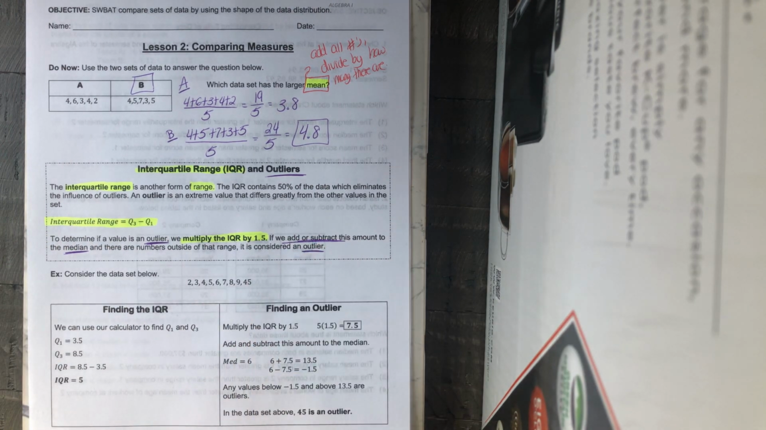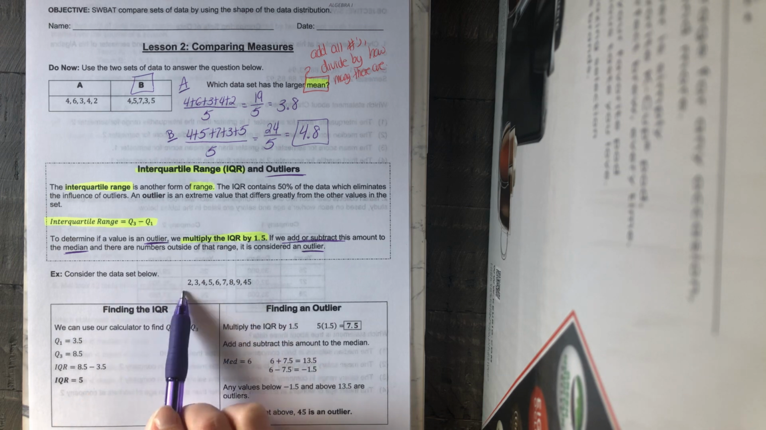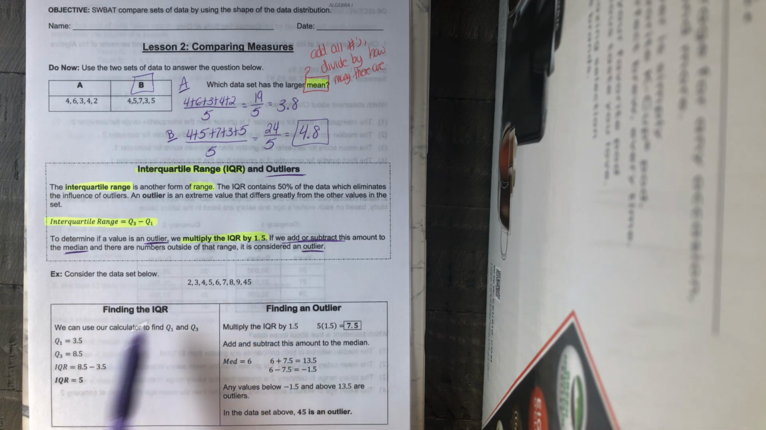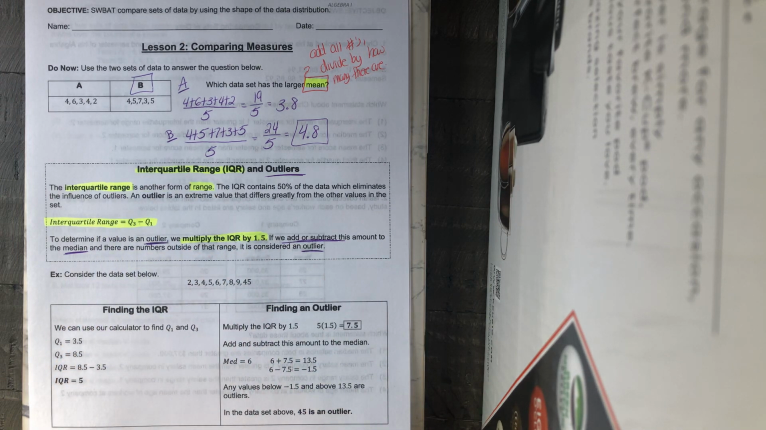All right, as we work through and I look at the example underneath, it says consider the data set below. So we have all of these numbers underneath. It says finding the IQR. So we're at the top right here, and I want to find my interquartile range. It says you can use your calculator to do this.